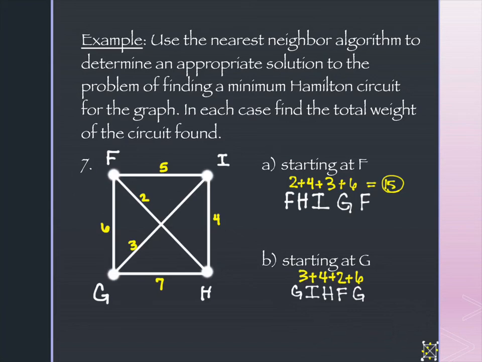How about if I add all these together? 15. 15, and I end up with the same 15 I had before. That's coincidental. We do not always end up with the same one as we saw on the previous example.